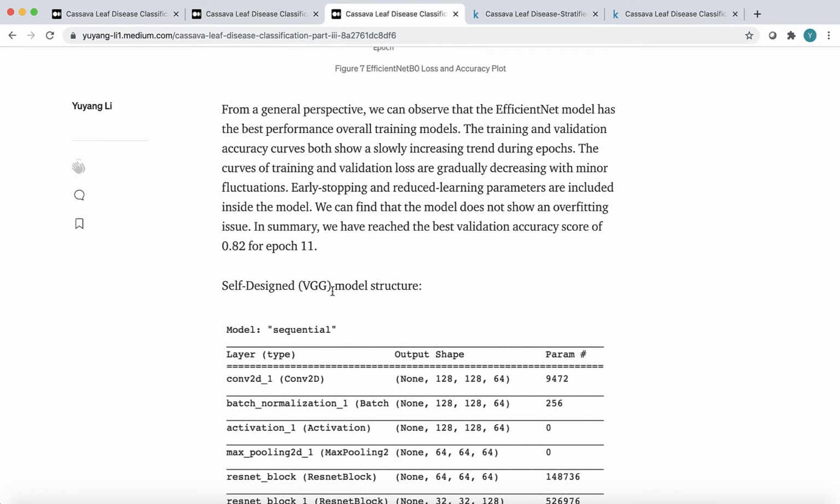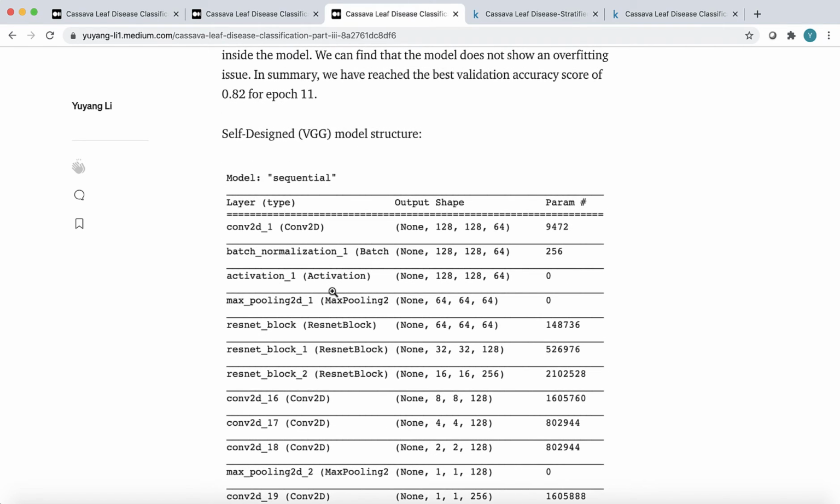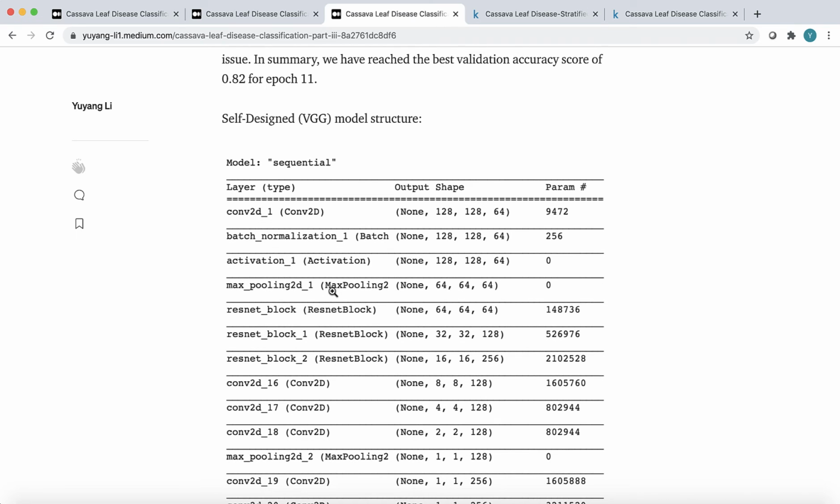Next, I will let Siyuan Li introduce our self-designed model. Okay, thanks, Yuyang. In the next part of the introduction, we'll be focused on our own self-designed model structure.